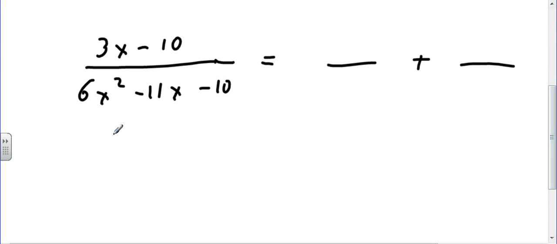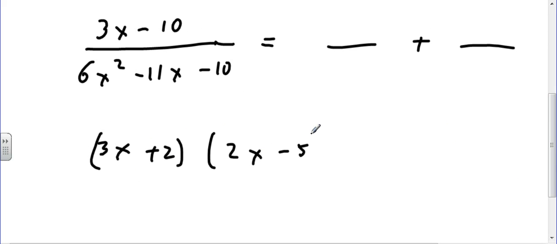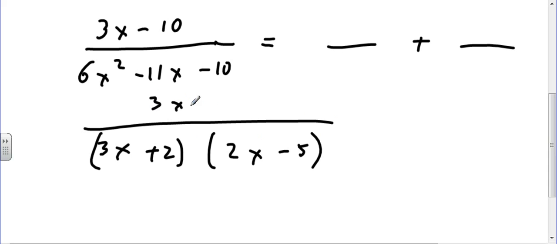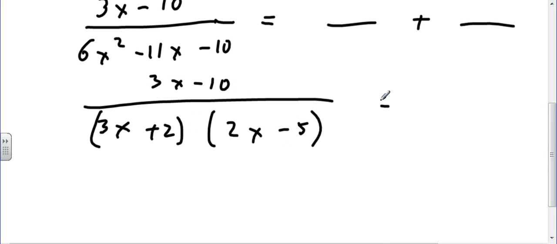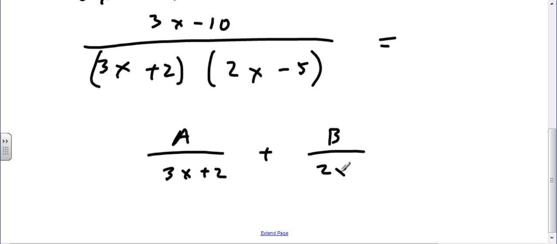All right, well, I go back and say, well, what does this factor as? Well, it factors as 3x plus 2 and 2x minus 5. And then I check that and say, well, that's 6x squared, that's minus 15 plus 4 makes the 11. Okay, so that's good. Over 3x minus 10. And I'd say, well, that's going to come up with something, I don't know what it is, over 3x plus 2, plus something, I don't know what it is, over 2x minus 5.